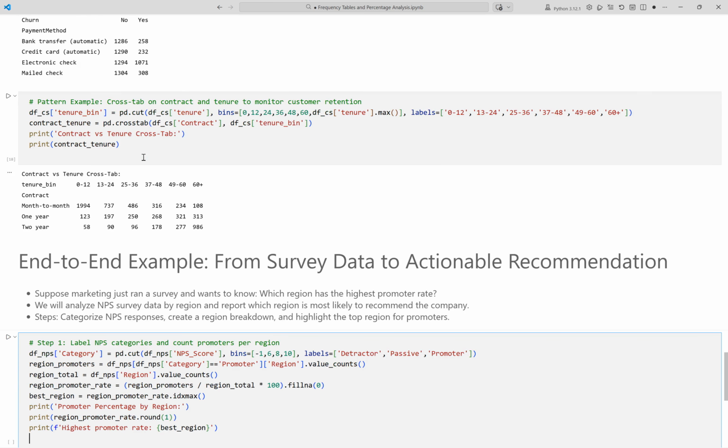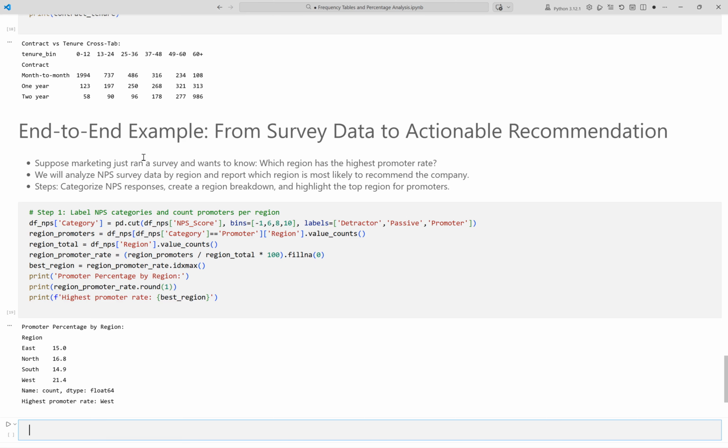Running the cell now. This output shows the promoter percentage for each region, calculated by dividing the number of promoters by the total survey respondents per region. Notice the West region stands out with the highest promoter rate at 21.4%, indicating it has the most enthusiastic customers likely to recommend the company. This direct comparison confirms which region marketing should focus on to leverage positive word of mouth. Imagine you are writing the executive insight. How would you communicate which region is the best for referrals?